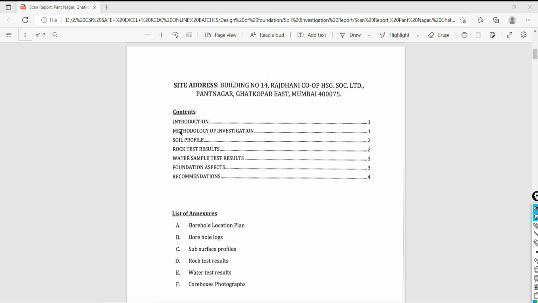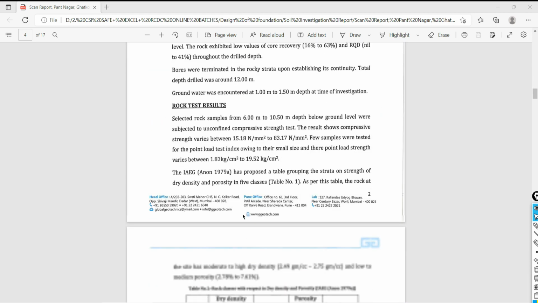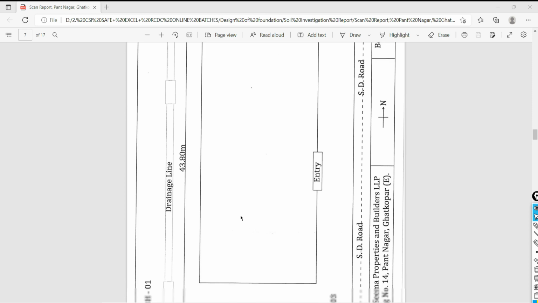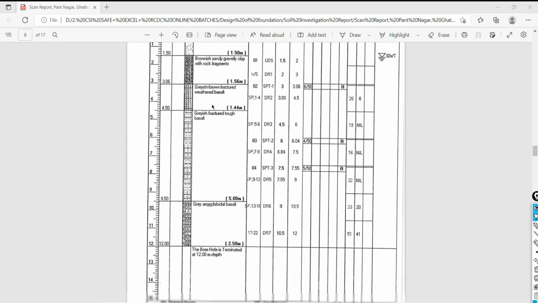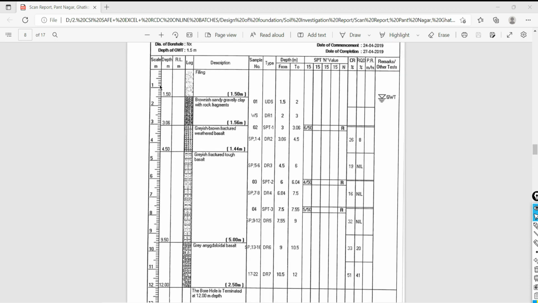Then after performing the tests, they will give the final soil profile, the soil layers at the proposed site. What is the soil layer profile? See, this kind of presentation will be there. Up to what depth, what type of soil is there, loose soil, hard soil, compact soil. Every type of soil, by depth and by layer, will be given in your report.